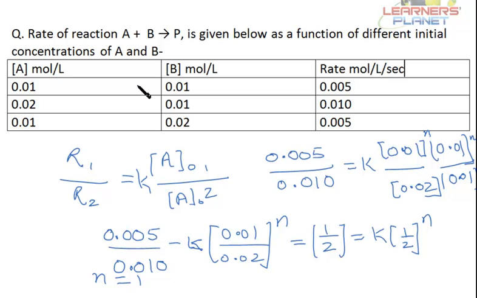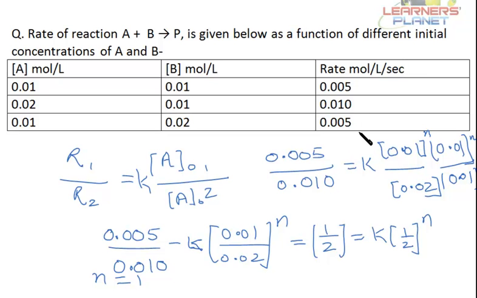Now if I have to find out the order with respect to B, what sets of experiments am I going to take? It is where the concentration of A is constant. Now it is 0.01, and in the third experiment it is also 0.01, whereas in case of B it is 0.01 and 0.02, and the rate is 0.005 and 0.005. So what will be the order with respect to B?